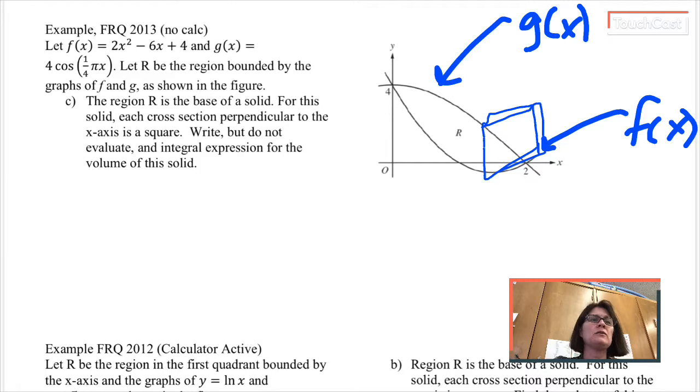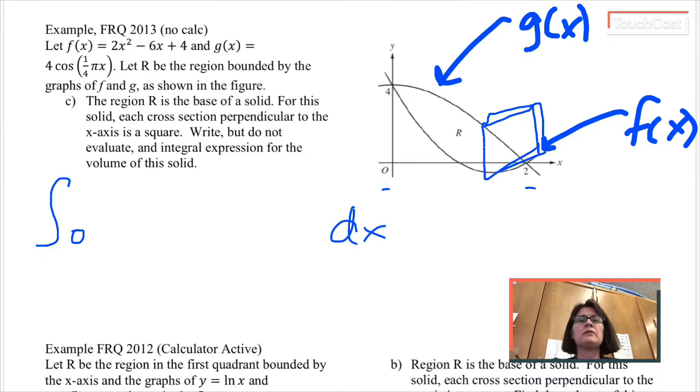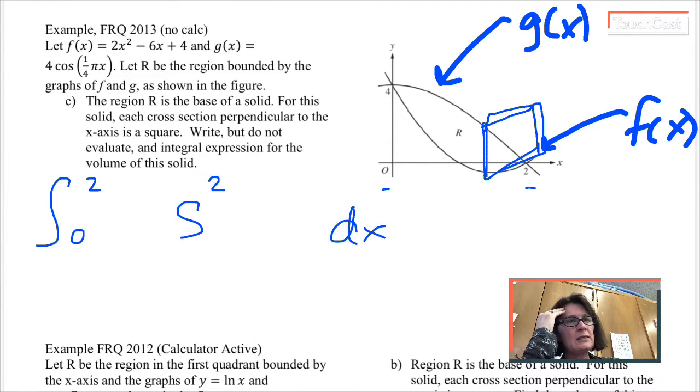And here we can see already I said I'm going to have a thickness that is dx, which means I'm integrating with respect to x. My x's go from 0 to 2, so I'm going to integrate from 0 to 2. And the thing I'm going to need to figure out, you can even make up a variable here. I know how to find the area of a square. It's side squared. Well, now there's no s in this problem, so I'm going to have to figure out what is this side of the square?